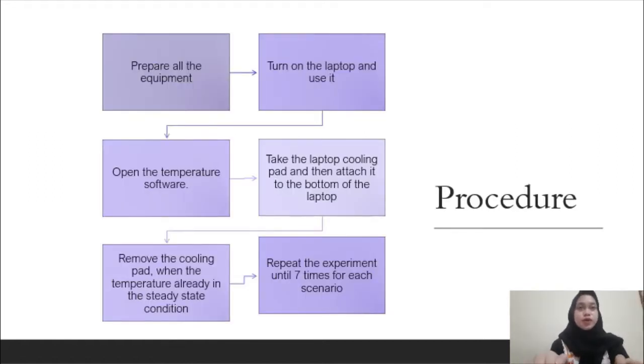Next is the procedure to conduct the experiment. First, prepare all the equipment, then turn on the laptop and use it for a while until the temperature increases. If the temperature is still low, use the Prime 95 software to add load to the CPU. Therefore the temperature will increase. Then open the temperature software, take the laptop cooling pad and attach it to the bottom of the laptop. Next, remove the cooling pad when the temperature is in the steady state condition, and the last step is to repeat the experiment 7 times for each scenario and record the data.